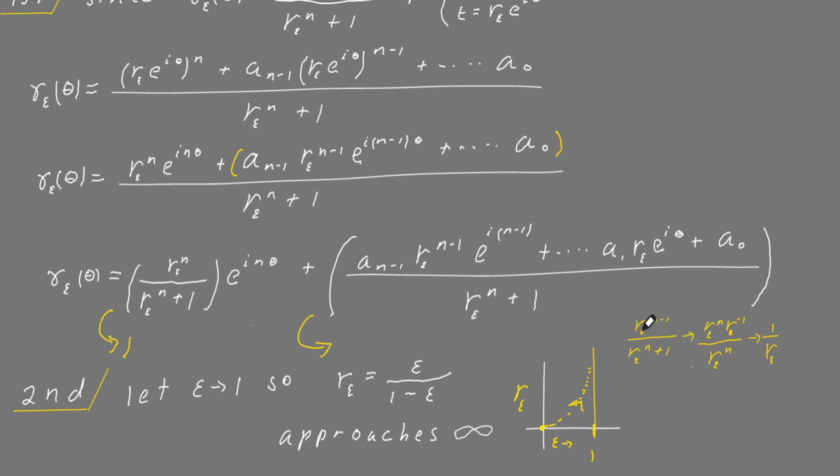Then you can split the numerator up algebraically, so you'll have r sub epsilon to the n times r to the minus 1. And these two terms will cancel, and you'll get r sub epsilon to the minus 1, which is just 1 over r sub epsilon. And as r approaches infinity, that term is going to approach 0. And all the other terms, all the other factors of r raised to a power over this will also approach 0. So this whole thing will approach 0.